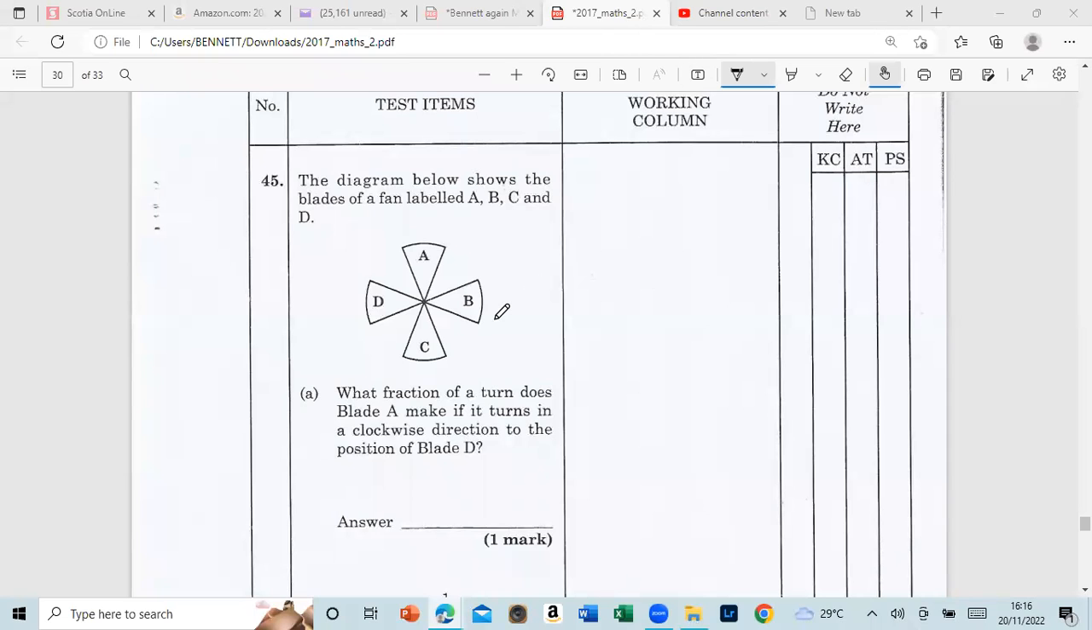Alright, so this one says the diagram below shows the blades of a fan labeled A, B, C, D. What fraction of a turn does blade A make if it turns in a clockwise direction to the position of blade D? I don't even understand what they mean by what fraction of a turn. Are they saying a half turn or something?